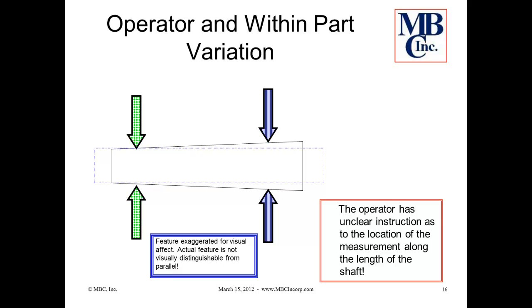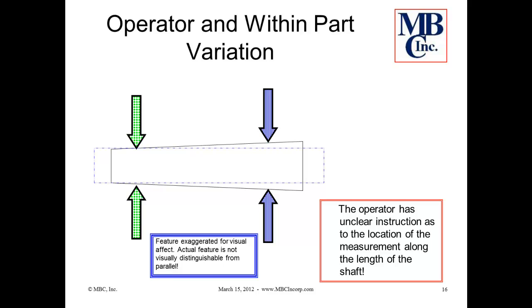Likewise, the operator and within part variation. When the operator has unclear instructions as to the location of the measurement along the length of the shaft, they could often get conflicting results. In our feature here, we see this shaft has some taper in it, as indicated by the black trapezoid. The assumption is the sides are parallel, as indicated by the blue rectangle.